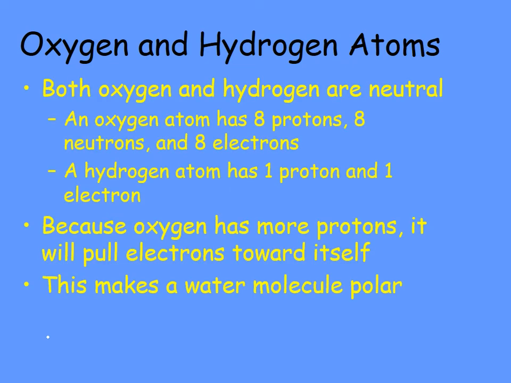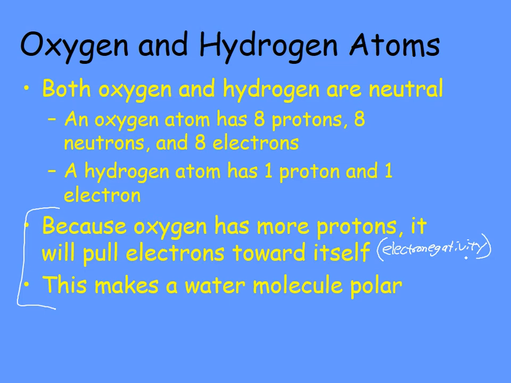And this is what we had just said down here at the bottom. Because oxygen has more protons, it will pull electrons towards itself. That is called, and you don't need to know this, but some of you may want to know, electronegativity. This means that oxygen has a high electronegativity. It's pulling electrons towards itself in these covalent bonds, and we know that oxygen is electronegative. And this makes a water molecule polar.